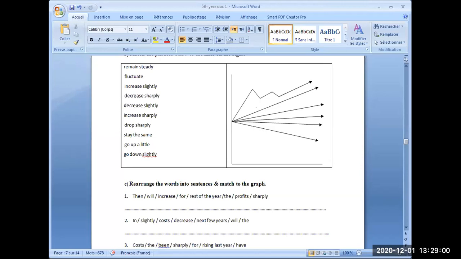Ça veut dire ça va monter parfois, ça va descendre. It is not steady. It is not regular. Okay, it goes up and down. Next.